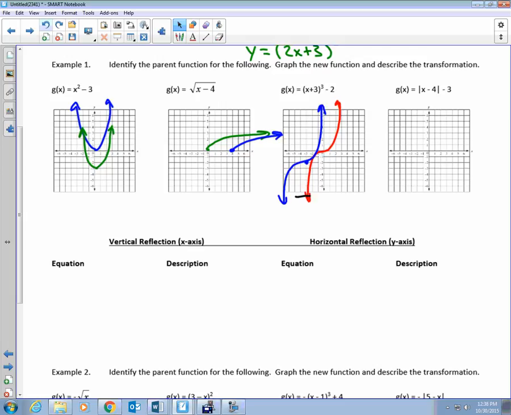All right, and then the last one. What does the shape make? A V? Very good. And what are my transformations? Right 4 and down 3. Got it?